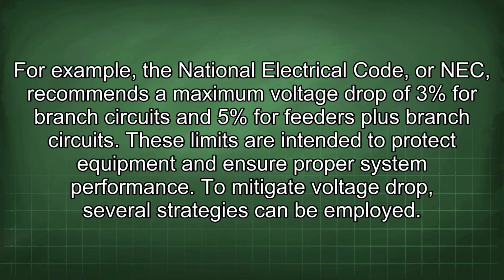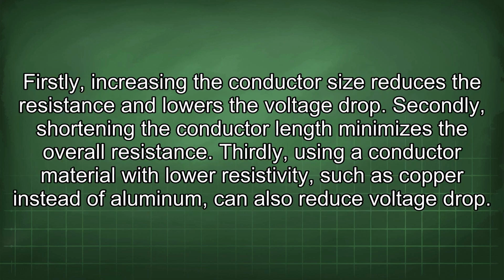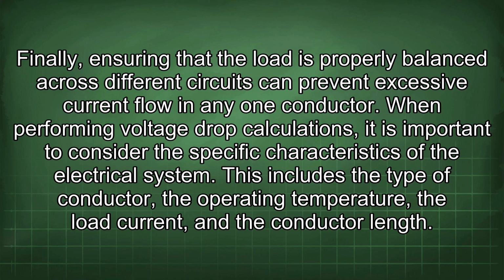To mitigate voltage drop, several strategies can be employed. Firstly, increasing the conductor size reduces the resistance and lowers the voltage drop. Secondly, shortening the conductor length minimizes the overall resistance. Thirdly, using a conductor material with lower resistivity, such as copper instead of aluminum, can also reduce voltage drop. Finally, ensuring that the load is properly balanced across different circuits can prevent excessive current flow in any one conductor.